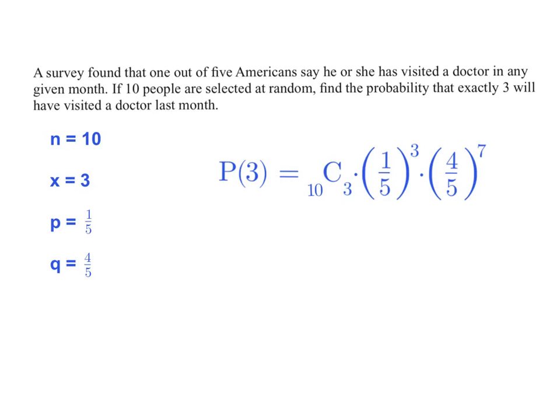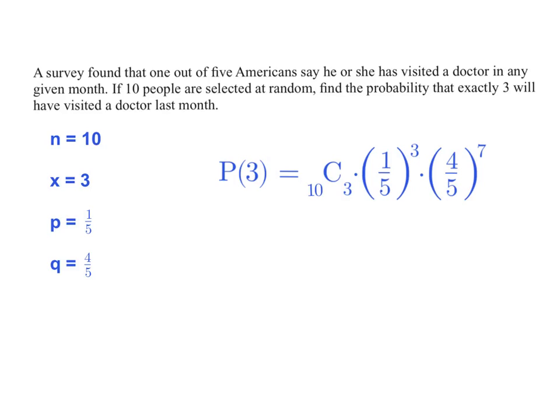Again, 10 choose 3, the probability of success to the number of successes, the probability of failure to the number of failures. Go ahead and do that calculation. That'll tell us the probability of 3 having gone to the doctor. I inputted all of this into the calculator as is, which you can do. When we get to a test, make sure you show the work, how you have it set up. That's going to be really important.